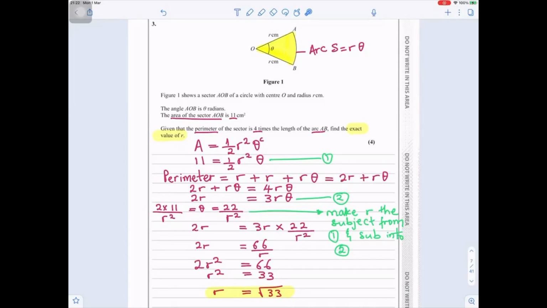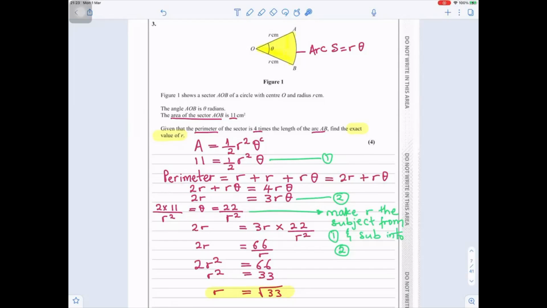Perimeter, you add the first radius plus the second radius plus the arc length. That gives you the perimeter. Watch that. First radius, second radius plus the arc length. And r plus r gives you 2r. And the arc length is r theta. So that means 2r plus r theta is equal to 4 times r theta. Where did the 4 come from? Because it tells us in the question it is 4 times bigger than the arc length, 4 times.